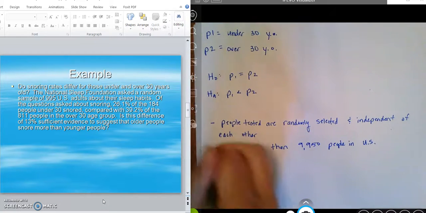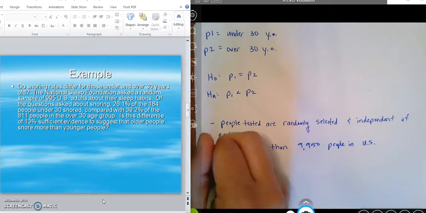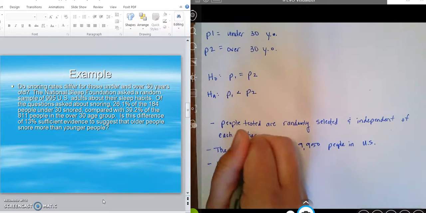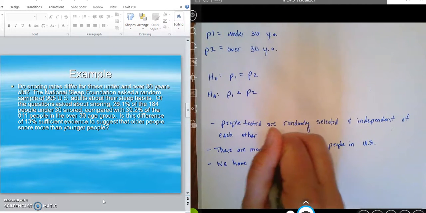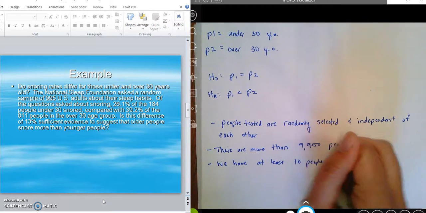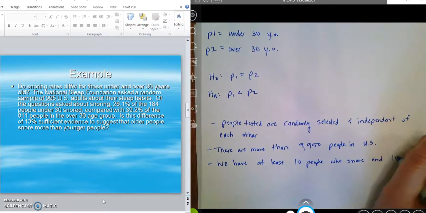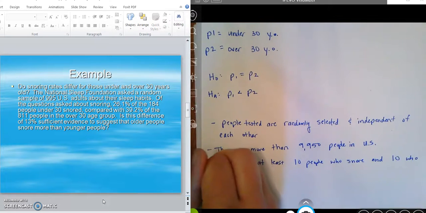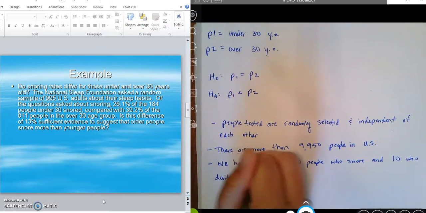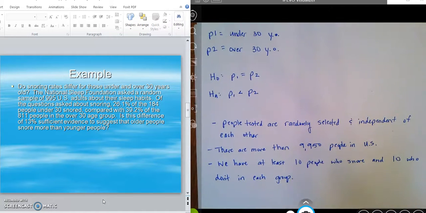And remember, you have to have 10 successes and 10 failures, but this time you have to have 10 in each group. So we have at least 10 people who snore and 10 who don't in each group. Each group meaning the younger and the older.